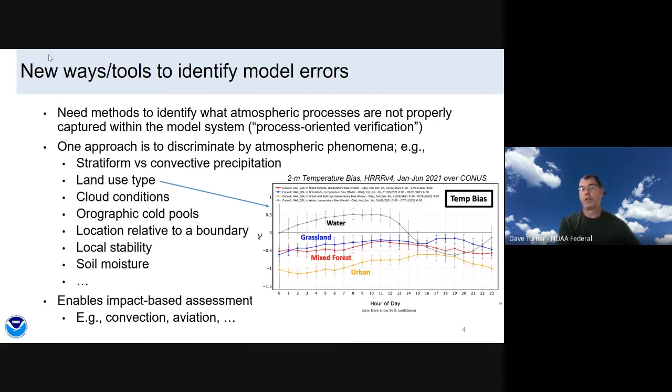And are we doing a good job predicting the location of the convection so that they can improve their routing products? Similarly, again, from the aviation community, you can talk about fog and ceiling height around airports, or from the wind energy community about the speed of the winds that you predict tomorrow. So all of these are really important and I think are just other uses of this process-oriented verification, or verification by the atmospheric phenomenon.